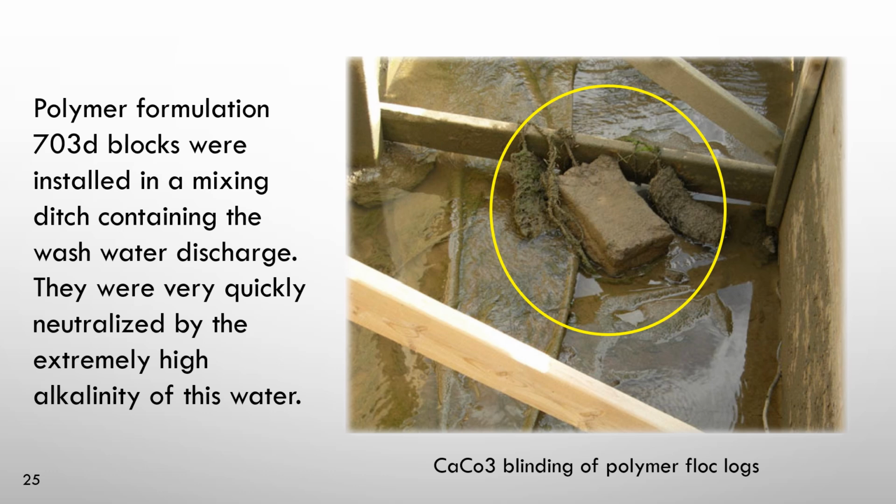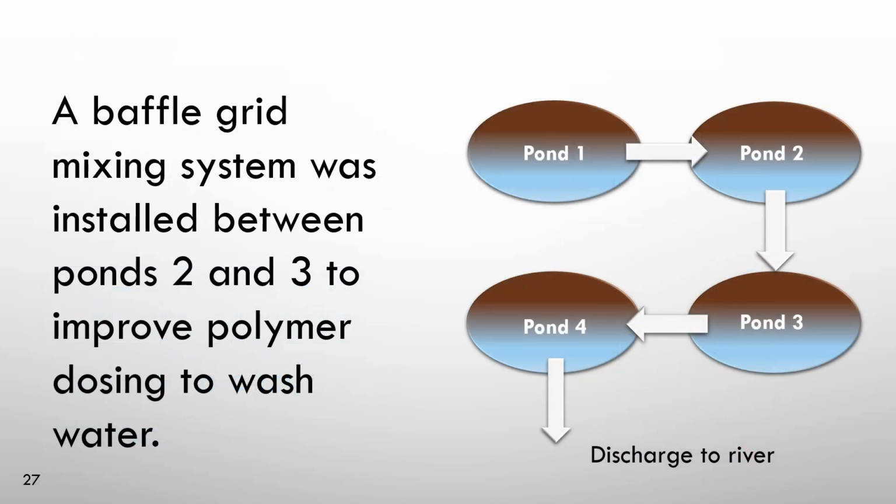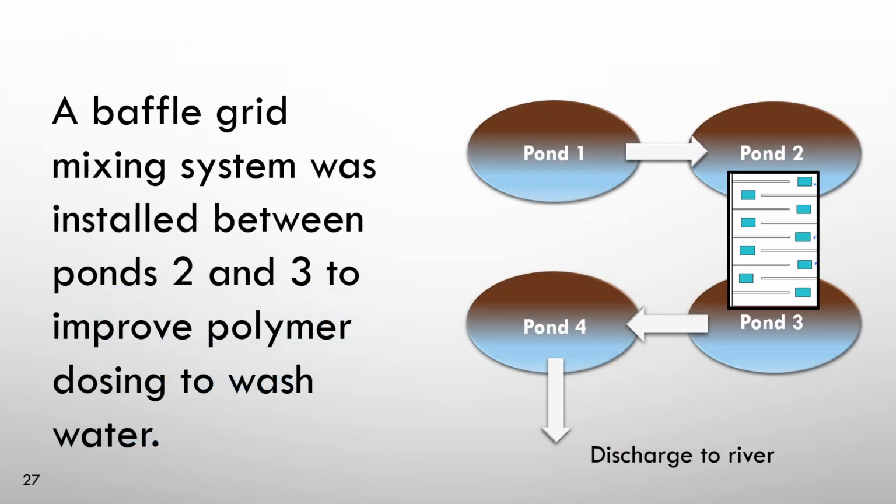So what we did is we were able to tweak the formulation and come up with a new one, one of our most commonly used flock logs called the 703D number 3. That's something that we can do at Applied Polymer Systems: we don't have a one size fits all. We can adjust our formulations and match the polymers to make sure that it works for the specific water chemistry in the soil. And so we created a new flock log that held up specifically to hard waters. This new formulation is what we used in this project, called the 703D number 3 flock log.